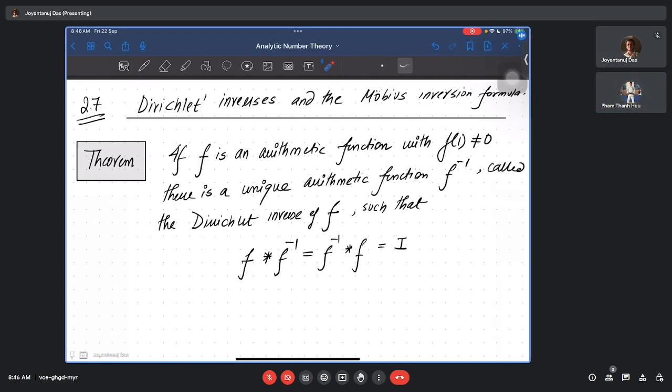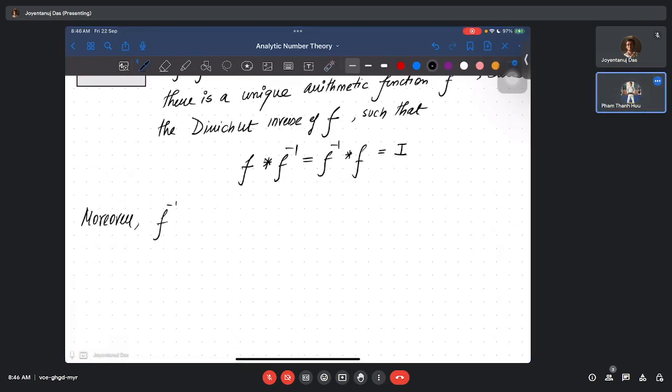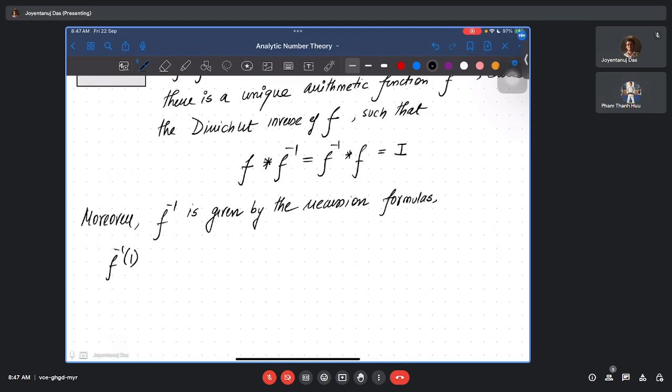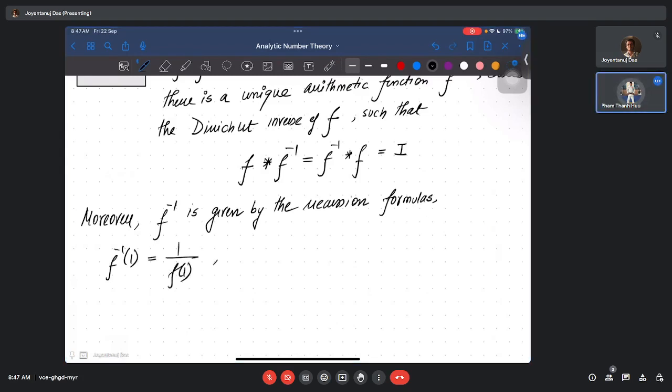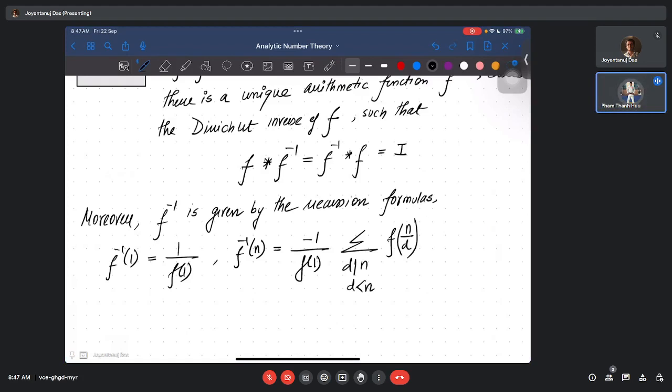Moreover, we can say something more. F inverse is given by the recursion formula. F inverse of 1 is defined as 1 over f of 1. And f inverse of n, for n greater than 1, is defined as minus 1 over f of 1 times the summation over d dividing n with d strictly less than n of f of n by d times f inverse of d. This is the definition of the f inverse function.